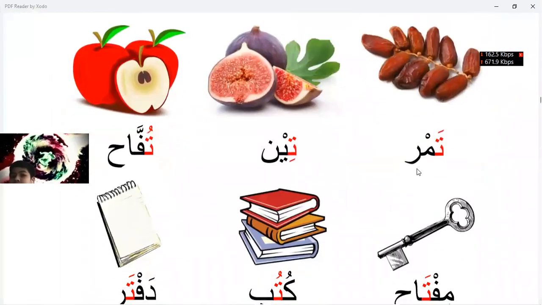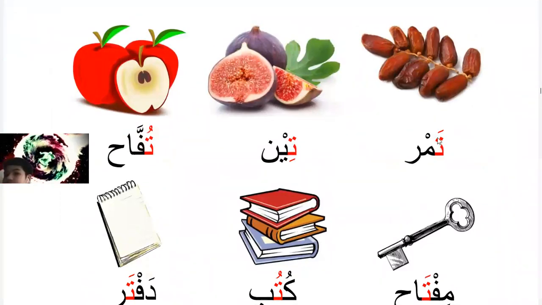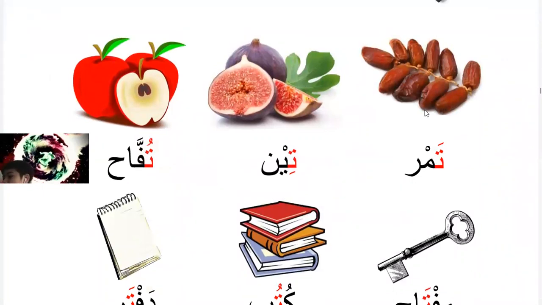Okay? Repeat after me. Tamar. Summer. Meaning? Dates. Good. Teen. Teen. Meaning? Fig. Teen means fig. Tufah. Tufah. Apple. Good.